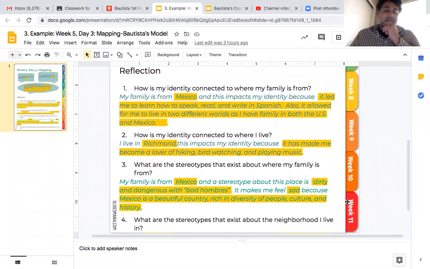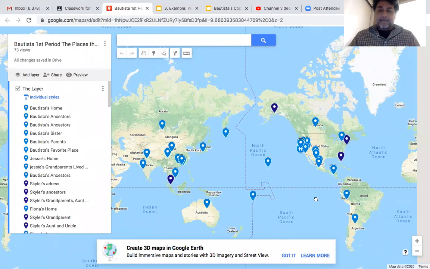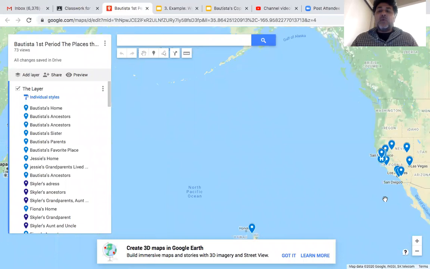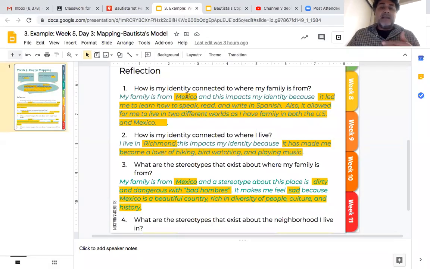Now think about this. How is my identity connected to where my family is from? Now, my family comes from Mexico. All of my family, every single one of them, or at least my ancestors, my mother, my father, my grandma, my grandpa, all of my aunts and uncles were born in Mexico. That's a big part of my identity. So how is my identity connected to where my family is from?